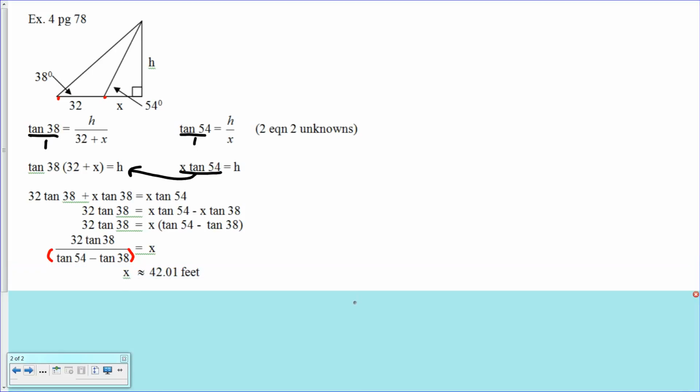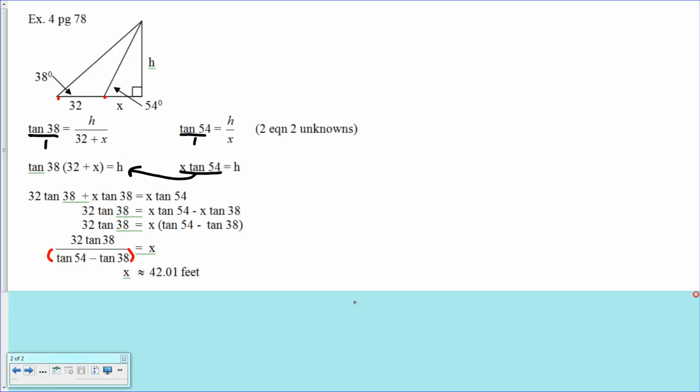And if you plug that in correctly, you should get 42.01 feet. Notice you have two equations, two unknowns. It's a long problem. In fact, this is probably one of the longer math problems you've seen so far. That's why it's important to work down, to have your equal signs matching up. You want to make sure you have a method here on these longer problems. You don't want to be all over the place.